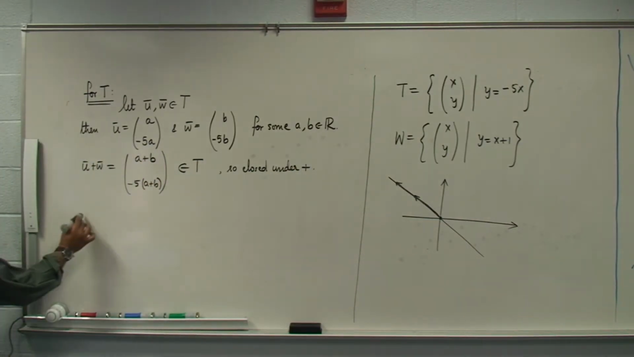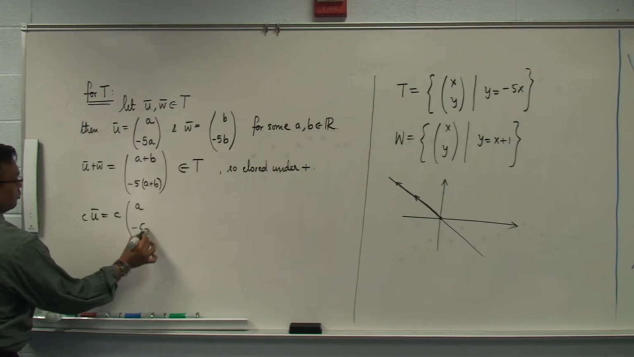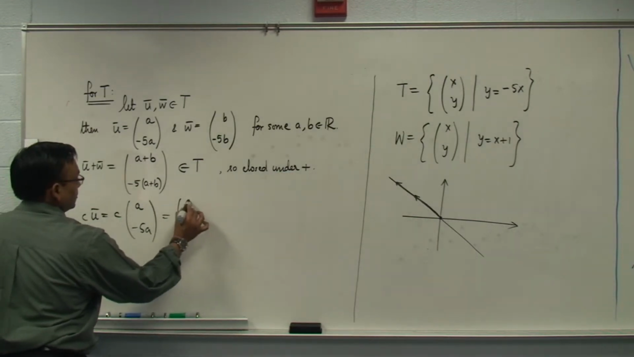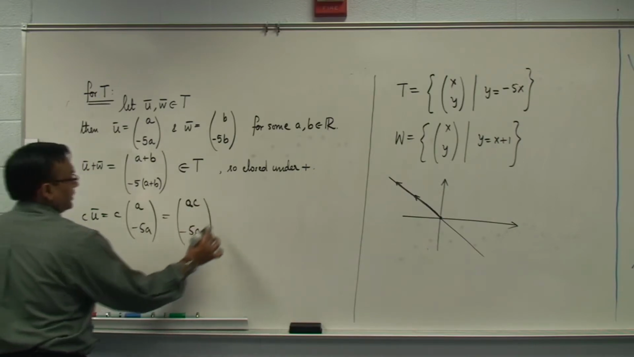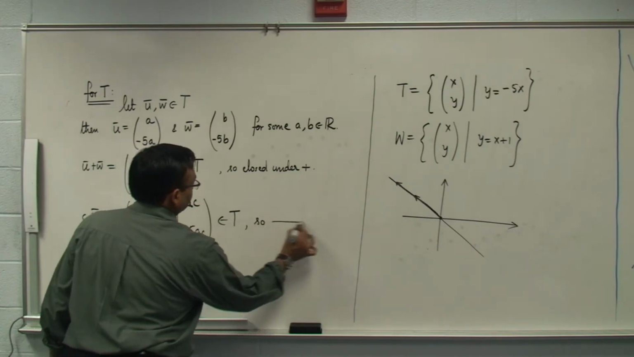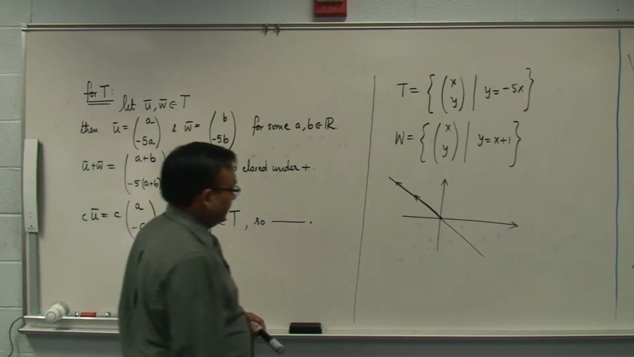Likewise, you can go with scalar multiplication. And this will give me (AC, minus 5 times AC). So again, the second component is minus 5 times the first component. So it is closed under multiplication. So what we see is that this qualifies as a subspace of R2, and it's a straight line which passes through the origin. What about the second one, W?